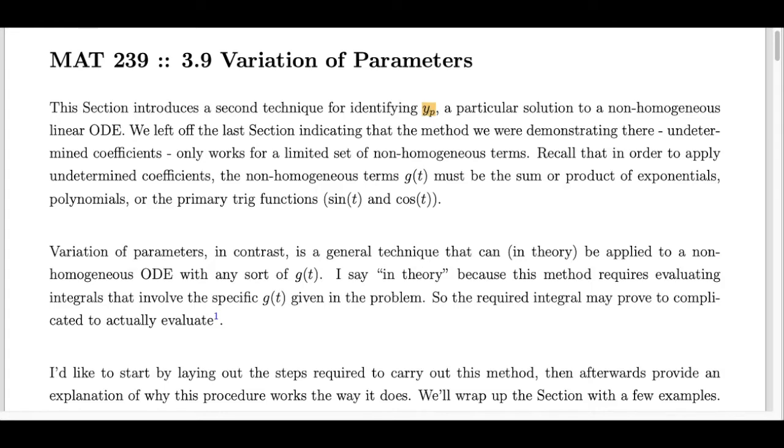In the last section, we discussed the method called undetermined coefficients, and that section ended with us pointing out that that technique can only be applied in a limited set of cases. Specifically, we can only apply undetermined coefficients if the g of t is built out of three types of ingredients: exponentials, polynomials, or the primary trig functions, by which I just mean sine and cosine. And actually, those ingredients have to be combined in a specific way. They can only be added or multiplied.